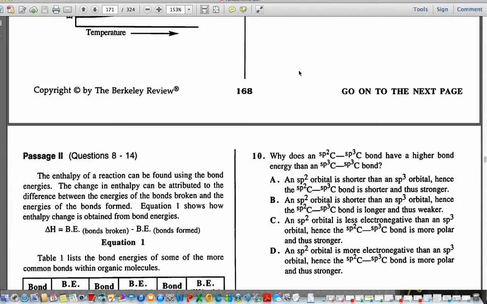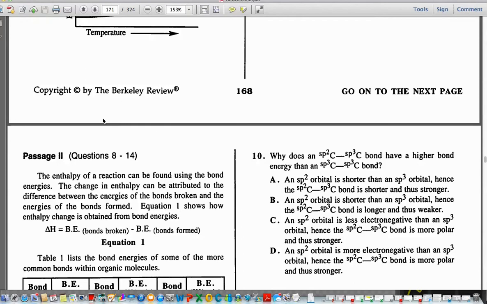Let's start with what I don't like. An orbital is not electronegative. That's silly. I'd get rid of C and D right away. So I would say A is really good. An sp2 orbital, if it is shorter, that means that there's more orbital overlap, which means the bond is shorter, which means the bond is stronger. A is the best answer.